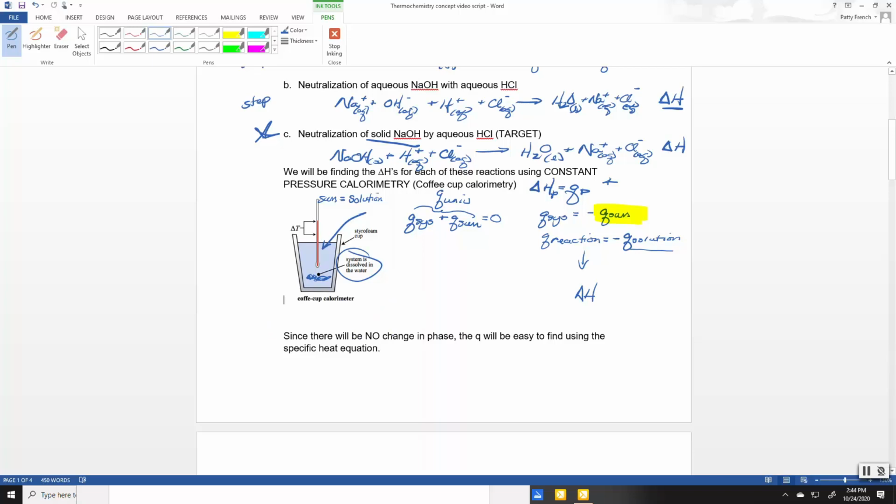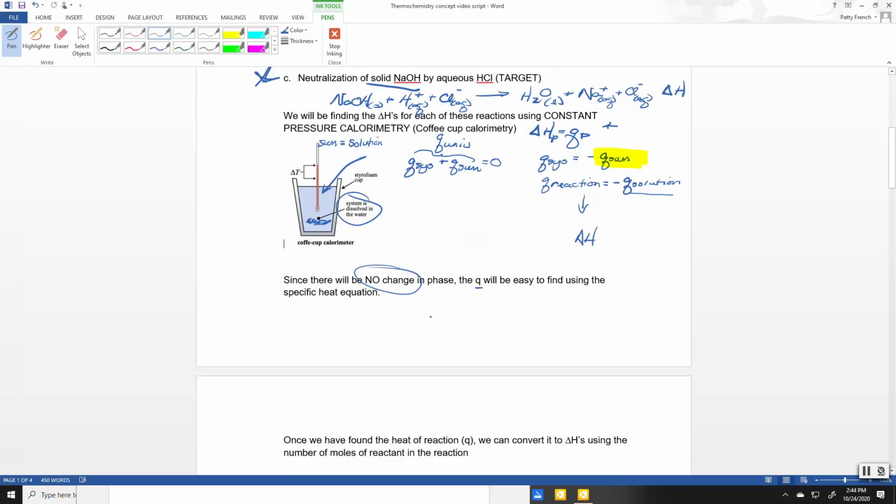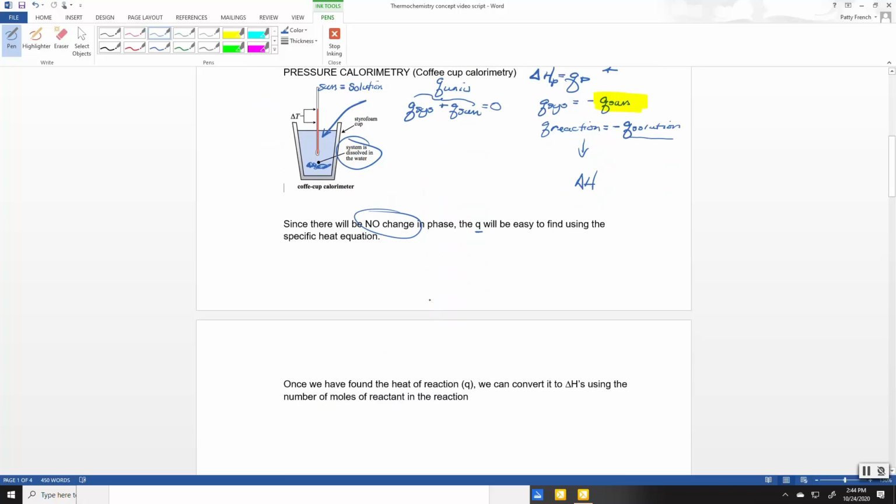Well, we're not going to be having any change in phase in these reactions. Everything's going to be aqueous. There's going to be no change in phase. So we're going to be dealing with a Q that we can find that is not latent heat, which means it's going to be using the specific heat. So our Q for the solution is going to be the mass of the solution times the specific heat of the solution times the temperature change of the solution.